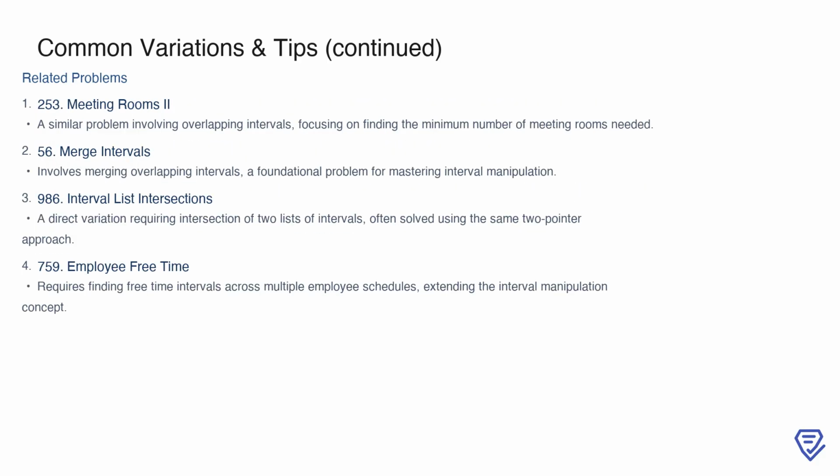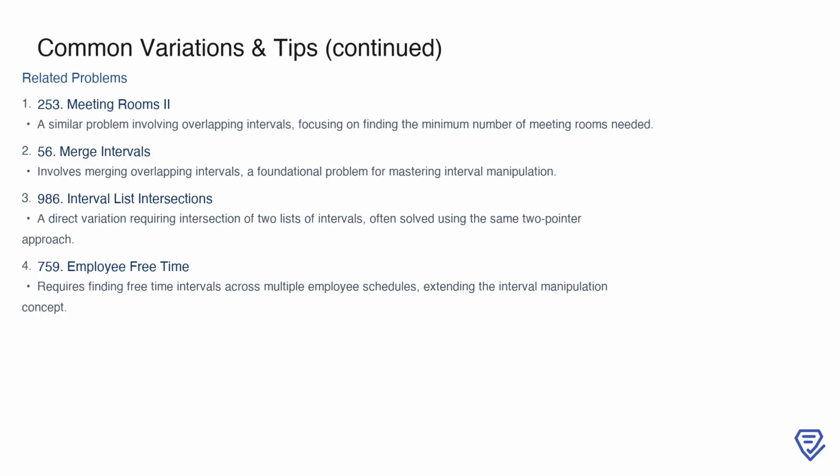This problem is closely related to several other interval-based problems that are worth exploring. For instance, problem 253, Meeting Rooms 2, involves determining the minimum number of meeting rooms required for a set of intervals. It's another example where managing overlapping intervals is key. Problem 56, Merge Intervals, focuses on combining overlapping intervals, which is foundational for mastering interval manipulation.